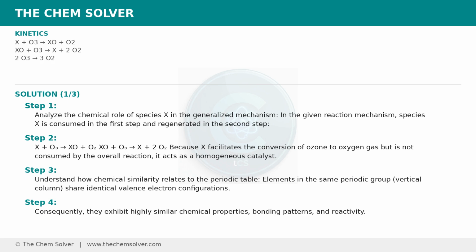Understand how chemical similarity relates to the periodic table. Elements in the same periodic group, vertical column, share identical valence electron configurations. Consequently, they exhibit highly similar chemical properties, bonding patterns, and reactivity.